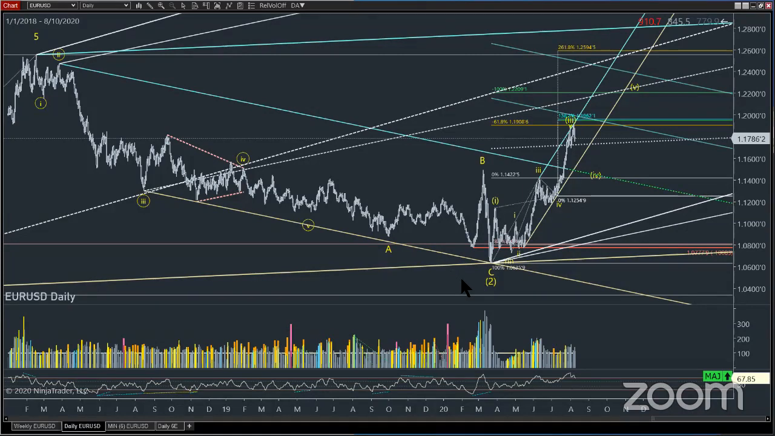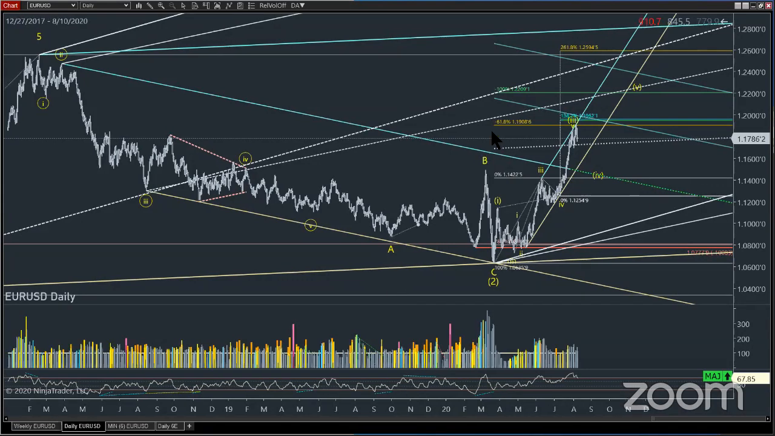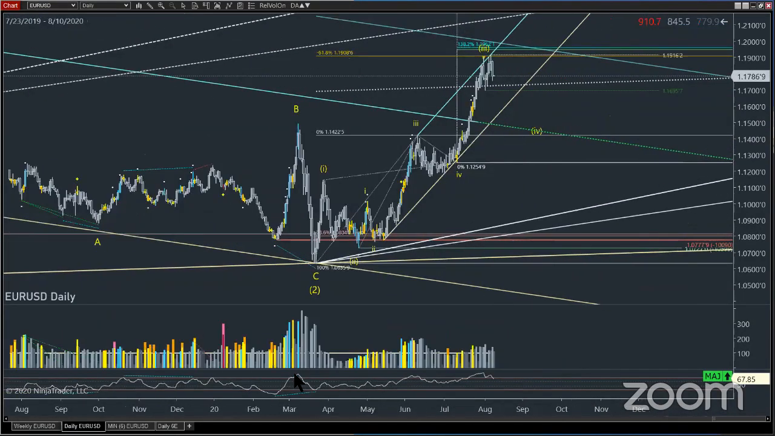So if that is an ABC up somehow, like if this is an expanded flat, which I don't know how it could be, but I suppose it could. Is that 261.8 a little higher? Nah, I'm not even going to talk about that. That's just to distract you, really.